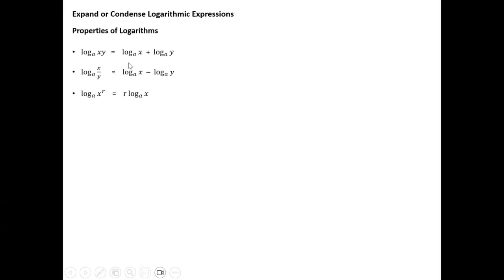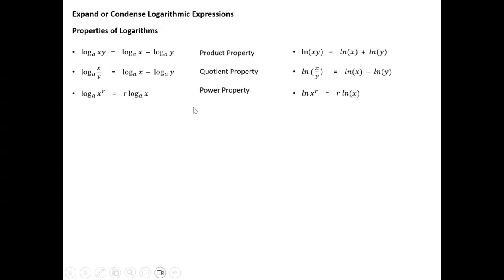Now, here we have to use some properties of logarithms to expand or condense some of the expressions that they give us. For example, log of base a of xy is equal to log of base a of x plus log of base a of y. This is called the product rule. And the same thing goes with a natural log. The natural log of x times y is equal to the ln of x plus the ln of y.